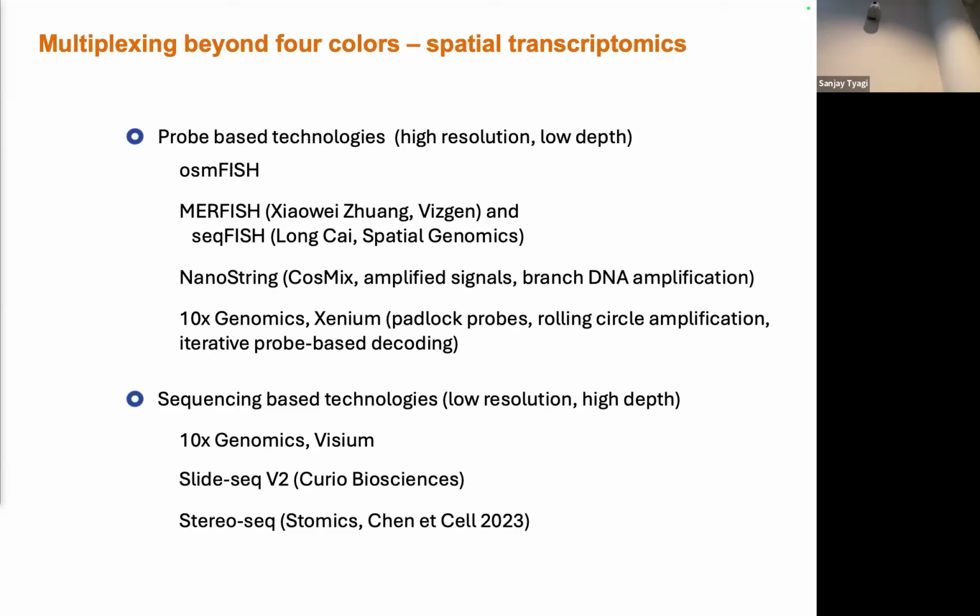MERFISH and seqFISH, I'm going to say a little more in the next slide. And then there's the NanoString technology, which is also probe-based. I'll show a little bit more of that. And the 10x Xenium, which is an older 10x Genomics technology. Those groups are probe-based technologies that work with slightly different kinds of probes. They have high resolution but low depth. How many RNAs you can do is limited to perhaps 1,000 RNAs.